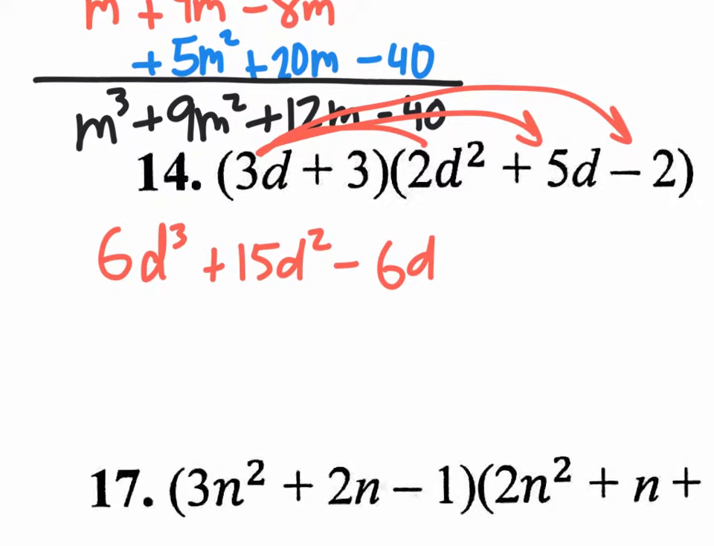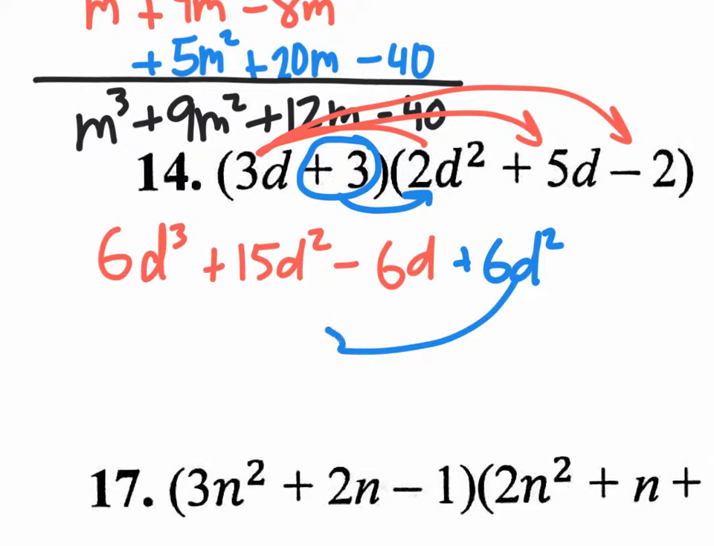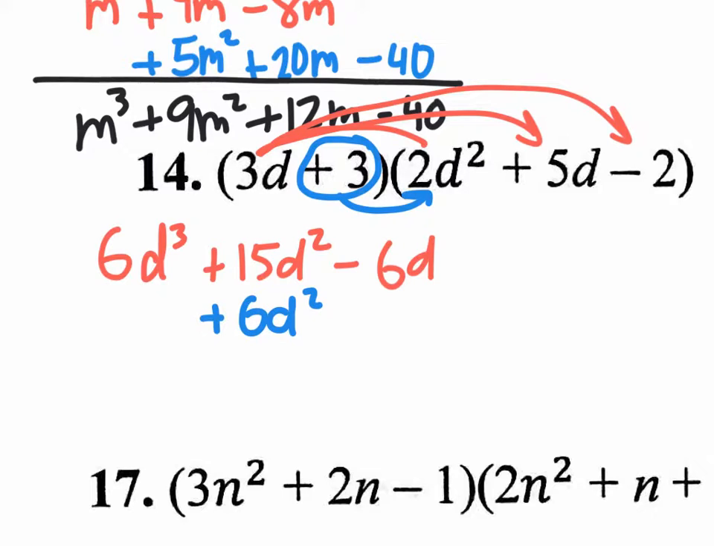So we've already distributed the 3d. Now let's distribute the other term, the positive 3. I like to circle what I'm going to distribute. Positive 3 times 2d, that'll be a positive 6d squared. So I could write it right here, plus 6d squared. Or I might as well write it down below the other d squared since I know I'm going to combine that later. So positive 6d squared, right below the 15d squared.